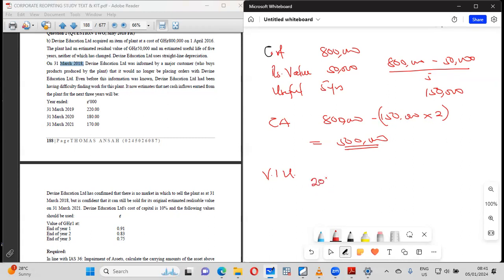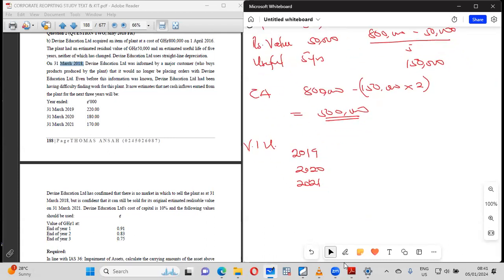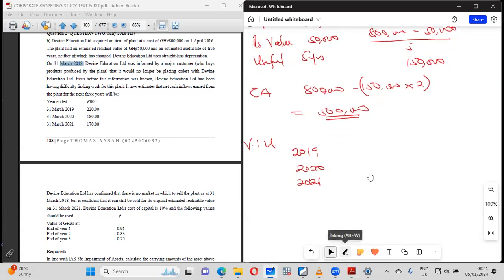So we have the future cash flows for 2019, 2020, then 2021. So what are the cash flows here? Okay, we have 220,000. We have 180,000. Then this one is where the trick is. It is 170,000. Don't forget, residual value is part, 50,000.